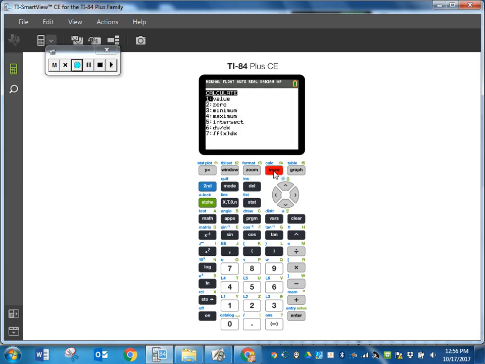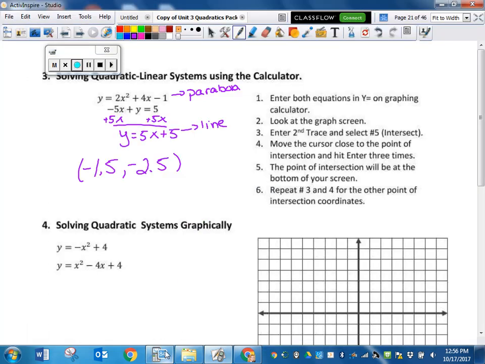So second, trace number 5 again. Go on over closer to that point. All right, enter. Second curve, it stays right there. And now we get the other point of 2, 15. A little nicer. Yep.